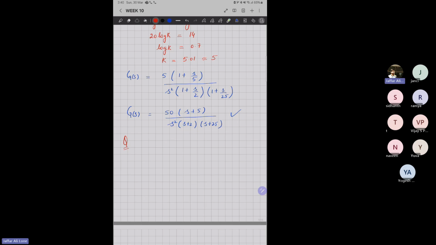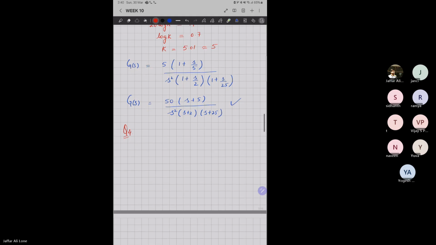This week, the assignment for this week is relatively easier. So it won't take you much time. Let's solve one more problem so that you'll get your confidence. So the Bode plot is given like this.